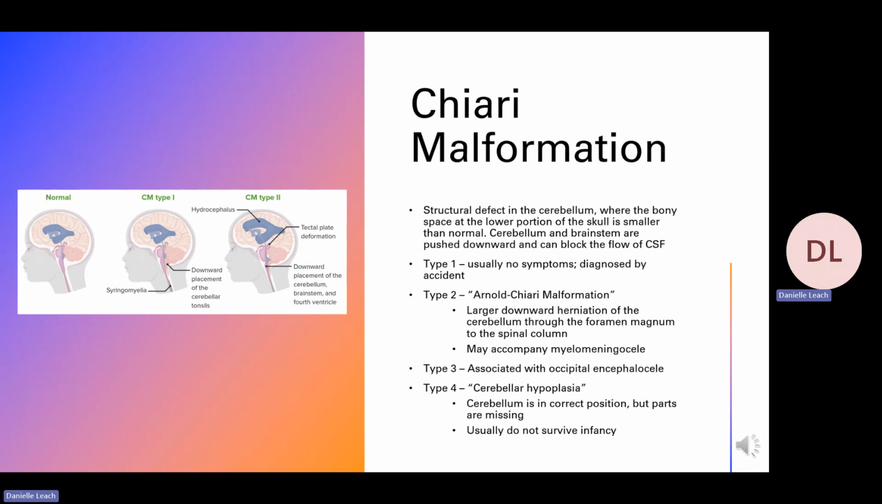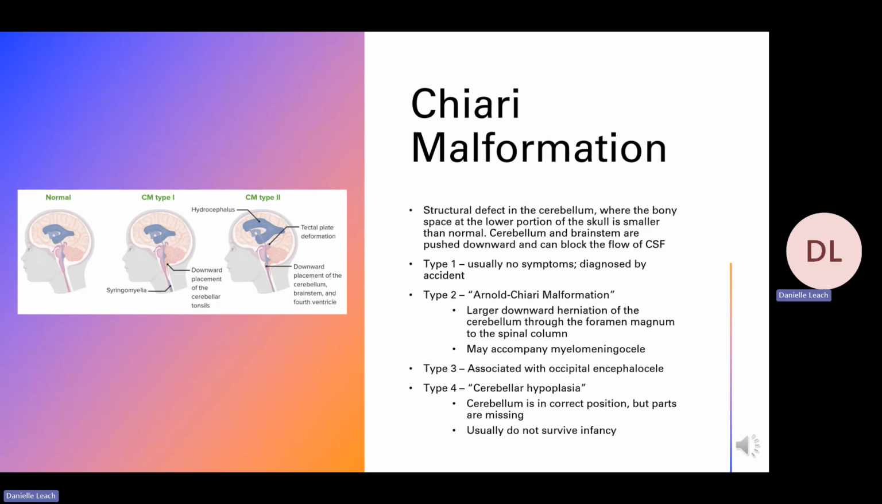Chiari malformation is a structural defect in the cerebellum. So if you remember, the cerebellum is the part of the brain that controls balance. Also, there is a problem with the bony space at the lower part of the skull. It's smaller than normal. So this causes the cerebellum and the brainstem to be pushed downward, and the pressure on the cerebellum can then block the flow of spinal fluid from flowing correctly into the different ventricles in the brain and down to the spinal cord.